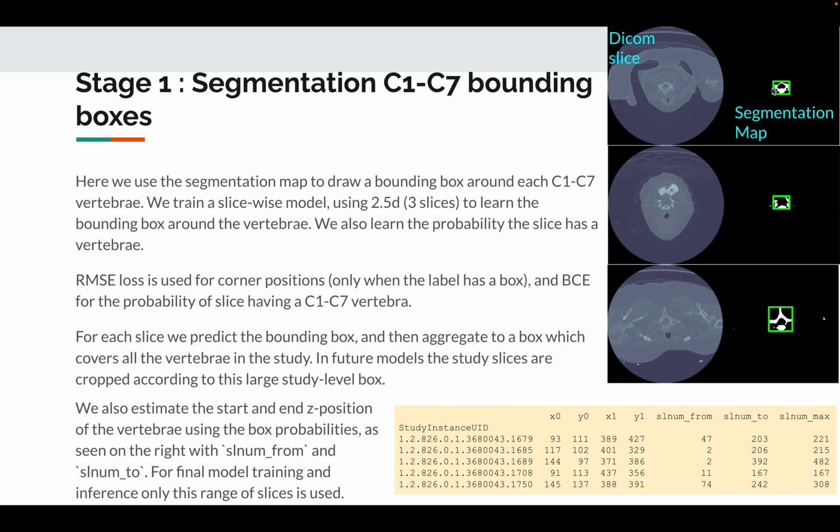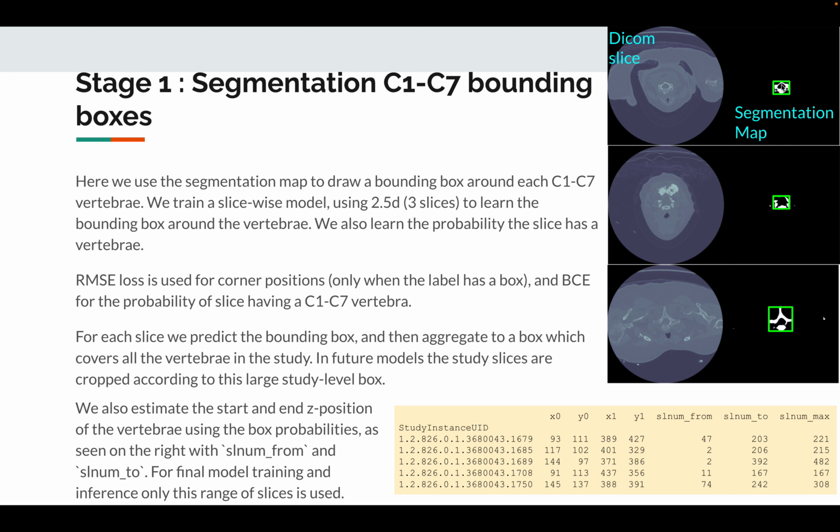We don't make a separate box for different vertebrae. So if C1 and C2 are in the same slice, we put a box around both of them, and the model doesn't have to learn this is a C1 part, this is a C2 part. It just learns what's a C1 to 7 bounding box for that slice.